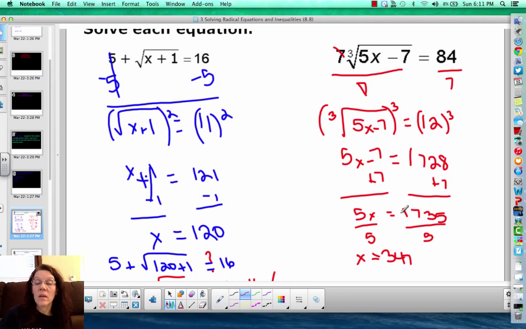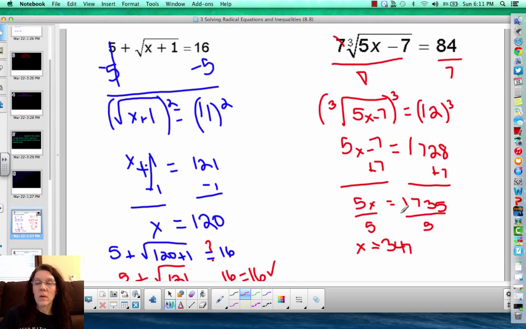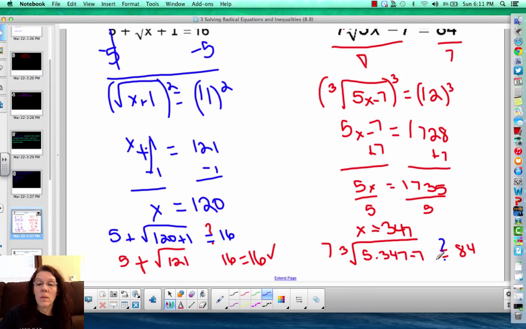Now we need to check. So we have the cube root of 5x minus 7 times 7, and we think that that equals 84. So we have 7 times the cube root of 5 times 347 minus 7, and we want to know, does that equal 84? We're not sure, so we're going to put a question mark.